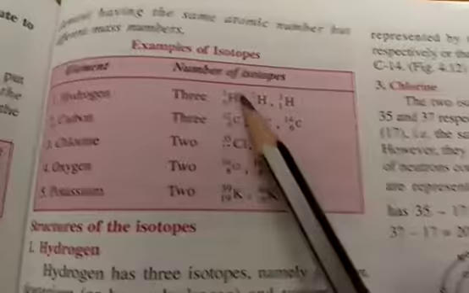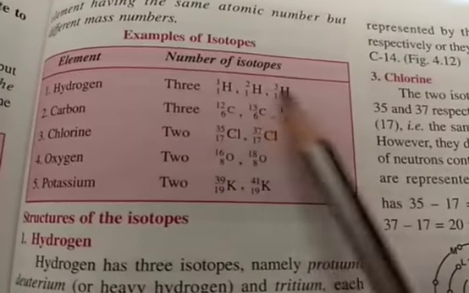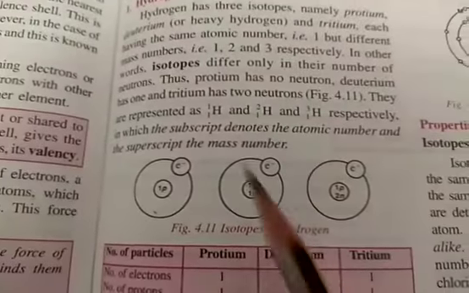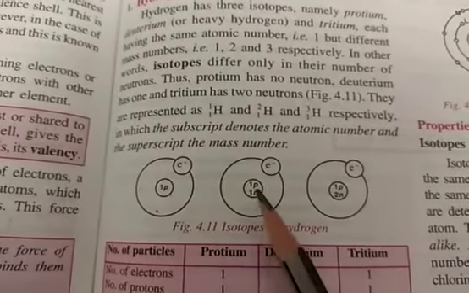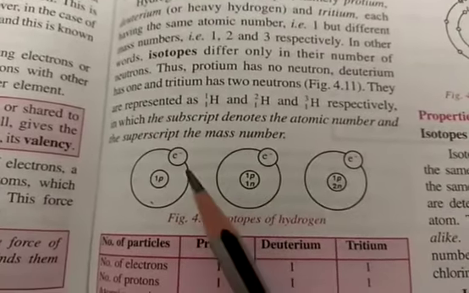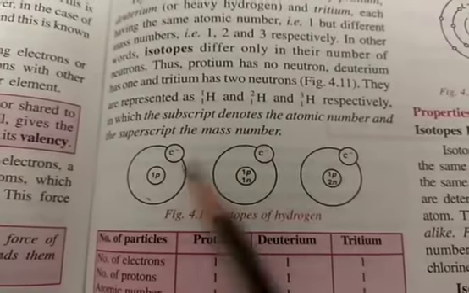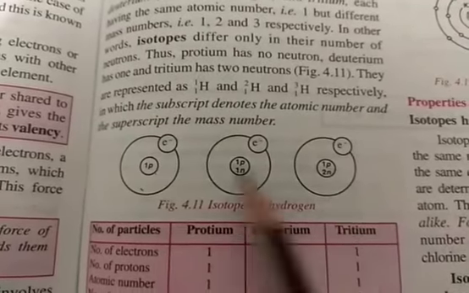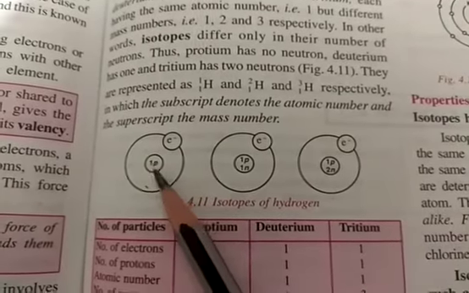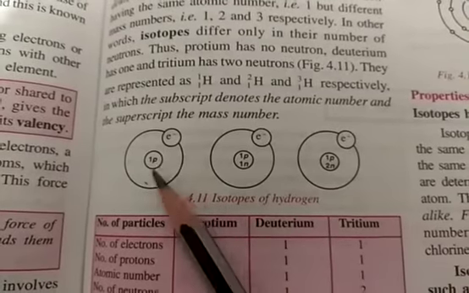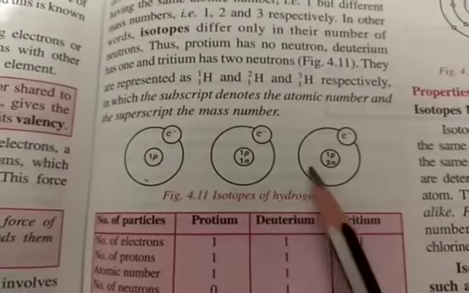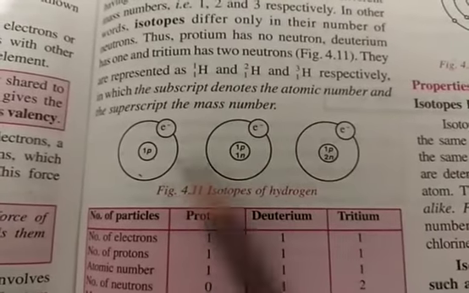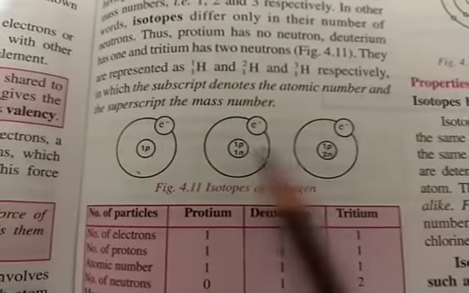Now this isotope is called protium, this isotope is called deuterium, and this isotope of hydrogen is called tritium. And this is the orbital diagram for protium, deuterium and tritium. Now students, you can see the difference here. Since the atomic number is 1, the number of electrons or protons is the same in all the species, but the difference is in the number of neutrons. Here no neutron is there, here 1 neutron is there, and here 2 neutrons are there. Because of the presence of extra neutrons, the masses are different.